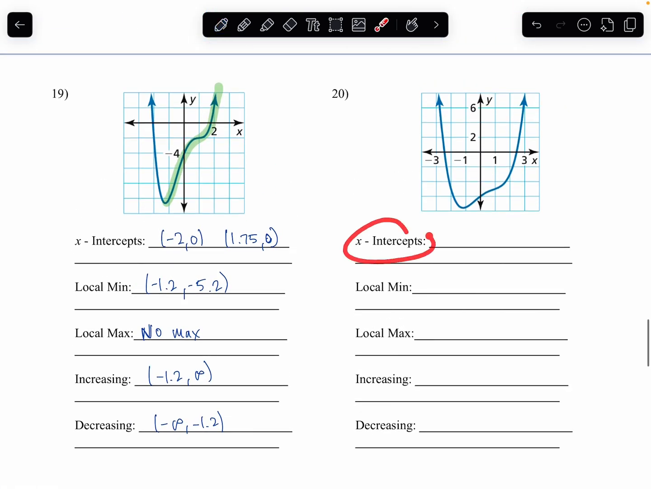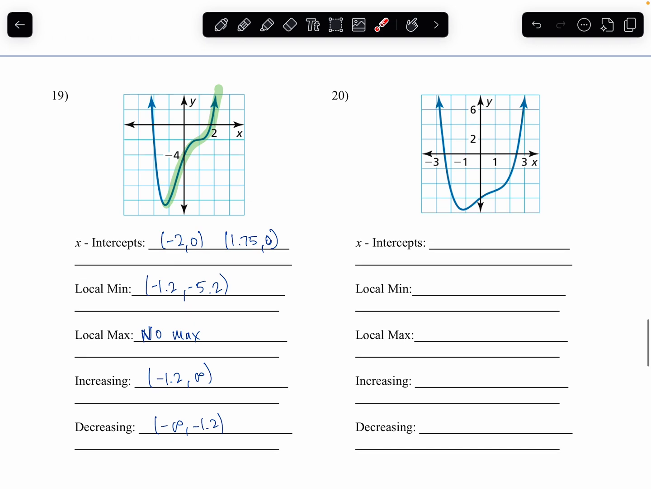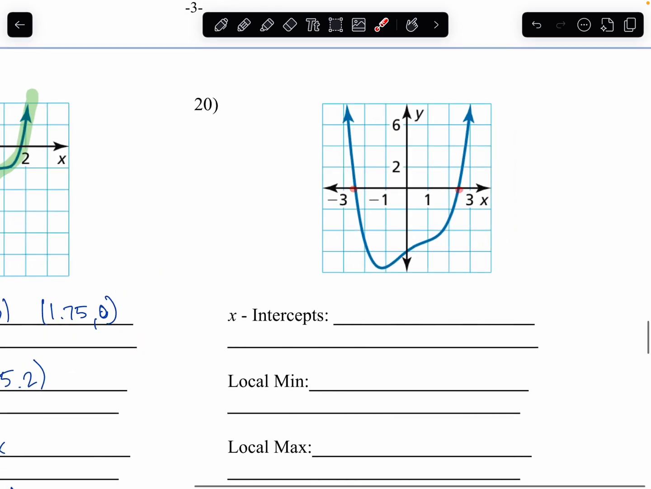So for the next one, some x-intercepts. So right here and right here. So negative 1, negative 2, negative 3. So like maybe negative 3.50. And then we have 1, 2, and 3. So I don't know. I know it's not really, but we'll say 2.50.